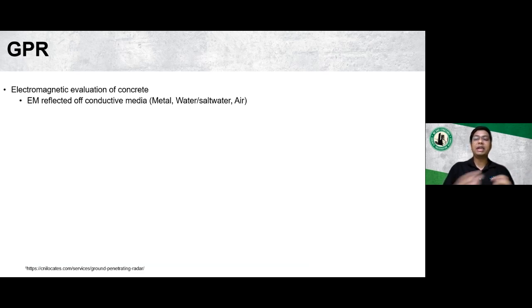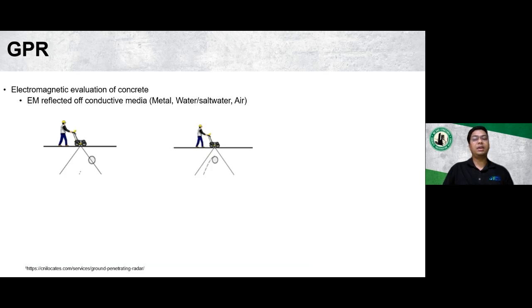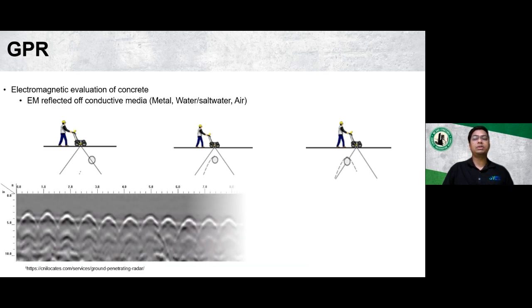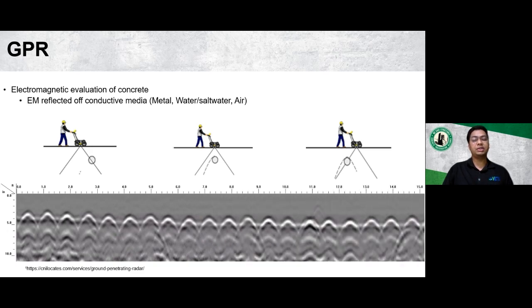The greater the contrast in the electrical properties between these two materials, the more energy that is reflected to the surface and the more defined the results are. So as an example, when the GPR unit passes over a metallic object like a reinforcement or a pre-stressed strand, the electromagnetic waves are reflected back to the receiver in the GPR antenna and is graphically manifested as a hyperbola. And this is what a typical GPR scan data looks like for a reinforced concrete structure, with each of the peaks or hyperbolas representing a location of the rebar or a pre-stressing strand.